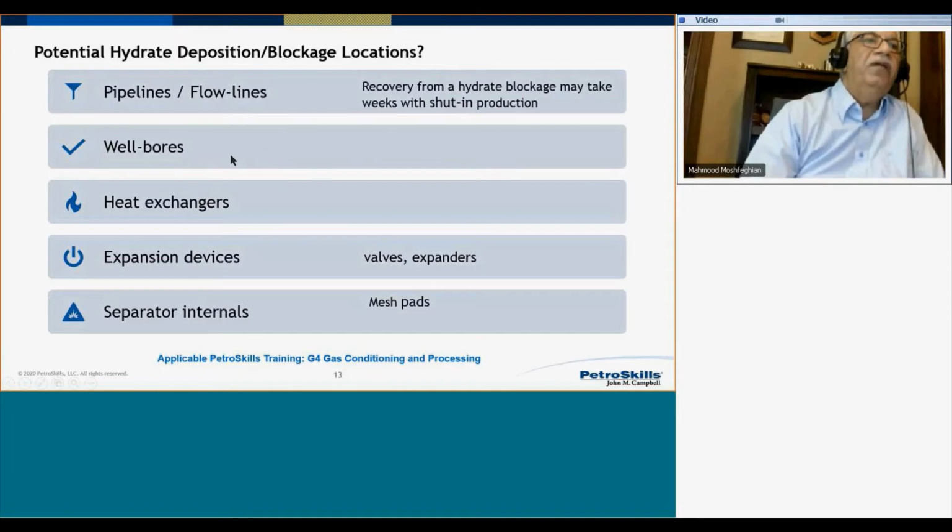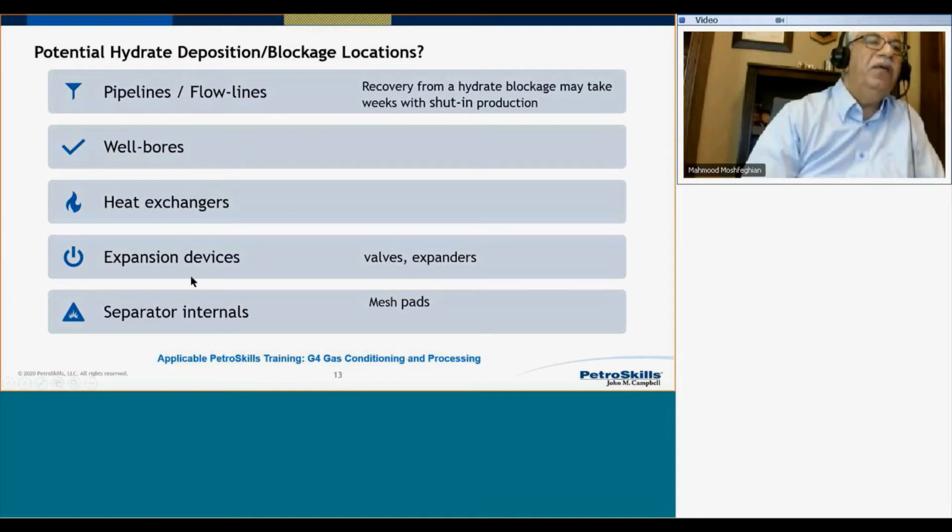In addition, it can happen in wellbores, and heat exchangers, especially chillers and gas exchangers, where the temperature is below the hydrate formation temperature. Another place it could take place is in expansion devices such as a Joule-Thomson expansion valve or turbo expander. Again, anytime we have the ingredients, water and small molecules, and temperature below the hydrate formation temperature, they start depositing.